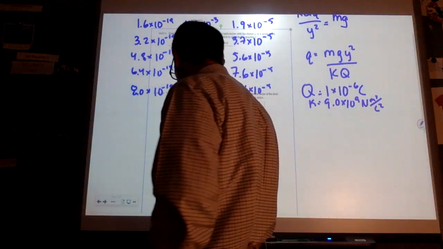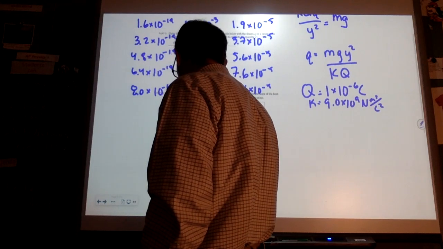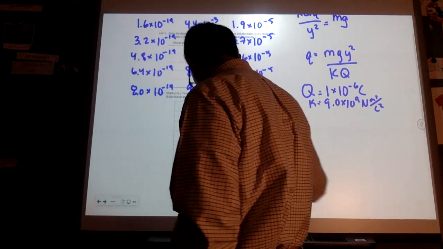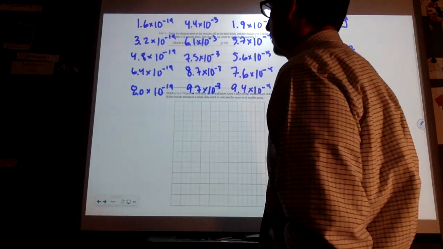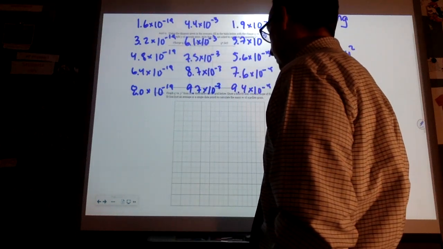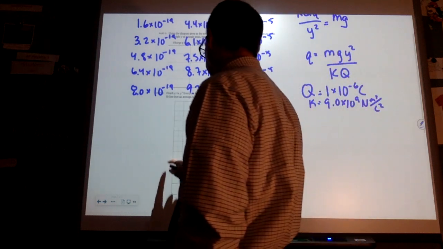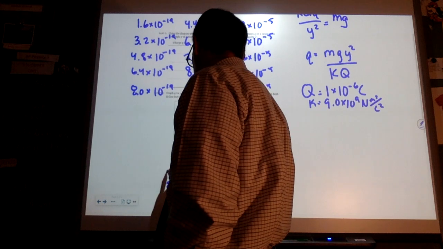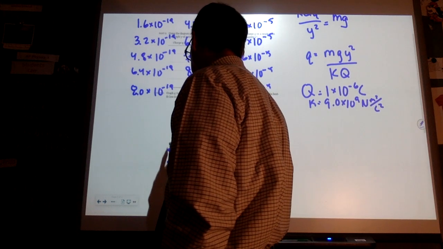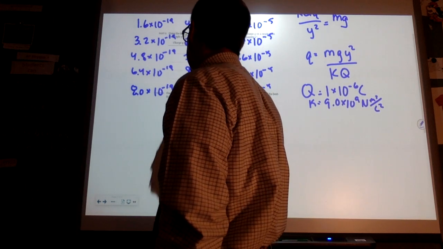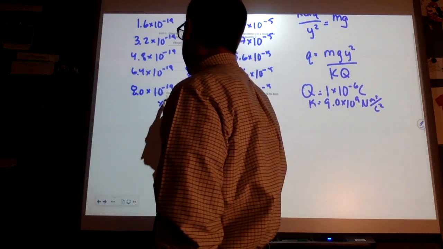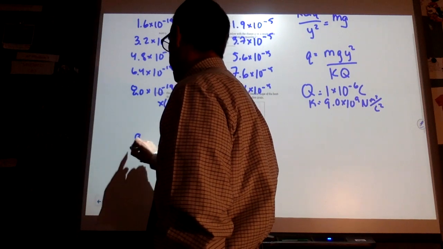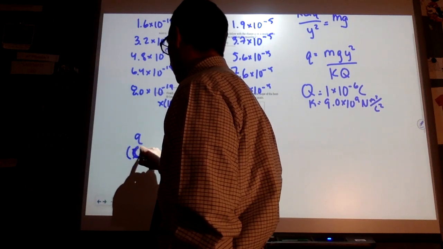So I'm going to go 2, 4, 6, 8. Yeah. 2, 3, 4, 5, 6, 7, 8. And then at the top, I'm going to say times 10 to the negative 19. I'm going to say this is Q in coulombs.